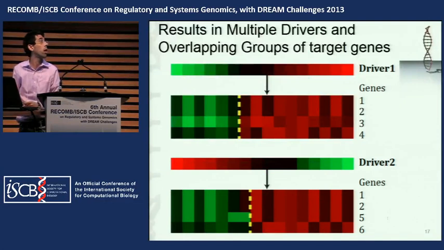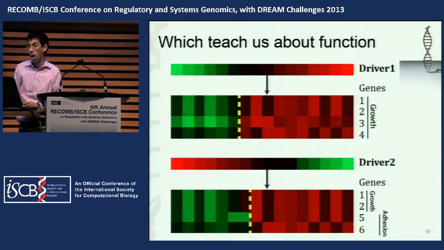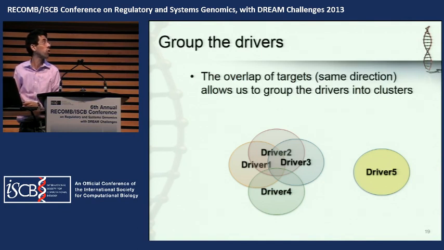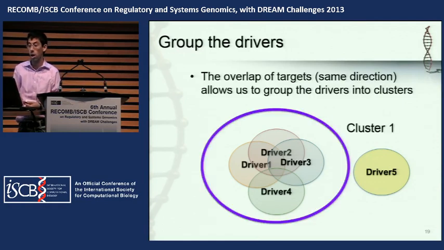That results in multiple drivers where each has a group of target genes, and the groups can overlap. We can see that genes 1 and 2 appear in both, targeted by both drivers. And that can teach us about the function, using standard gene ontology, and the overlap between targets can also group the drivers into clusters. So if the targets of driver 1 and driver 2 in this diagram overlap, we think, okay, driver 1 and driver 2 have a similar function. And actually, all 4 of these drivers are one cluster, where driver 5 is a different cluster.